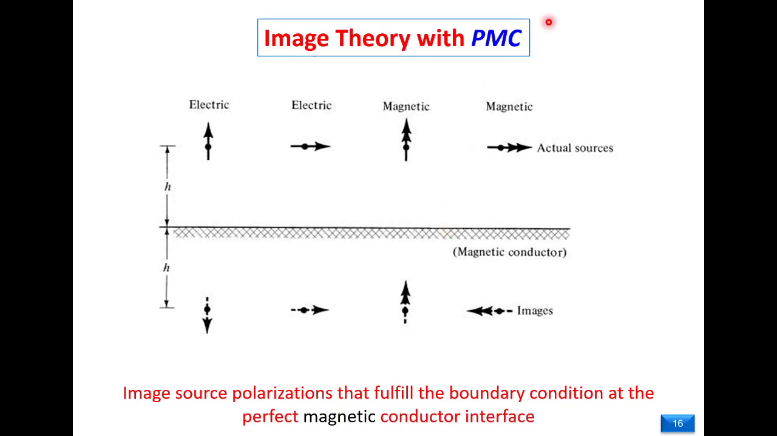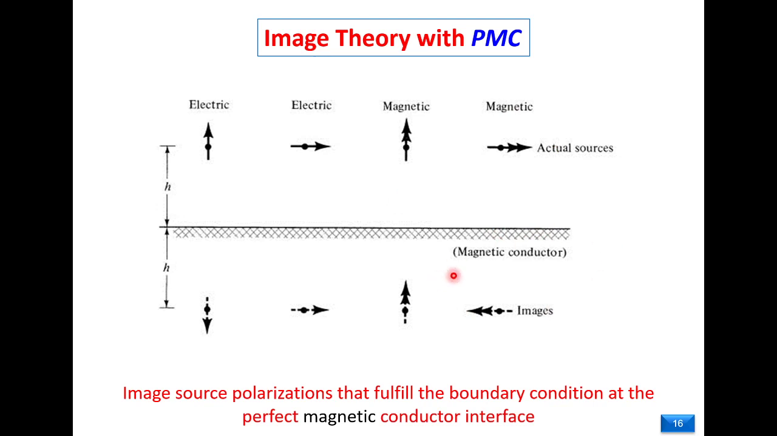For the image theorem for a perfect magnetic conductor, the electric surface current will have an image in the same direction. If we bring the electric current to the surface, the image will be next to it with the same direction, so it is doubling. The magnetic surface current has an image in the opposite direction. When it is on the surface, the negative part will be in the opposite direction and it cancels out.